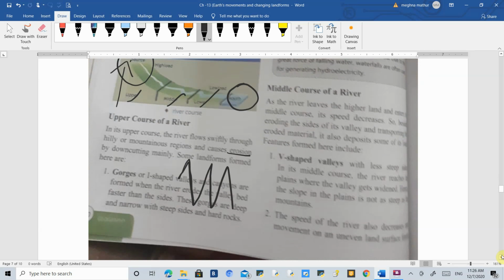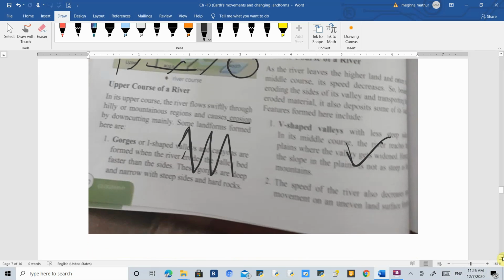Then we have the middle course of a river. A middle course of a river is one in which the river is somewhere fast also and somewhere slow also. Now it has reached some kind of a plain area. Now here you will see V-shaped kind of valleys, because now the flow of water is a little less, so it will not be as steep as in the upper course, so it will be making V-shaped valleys.